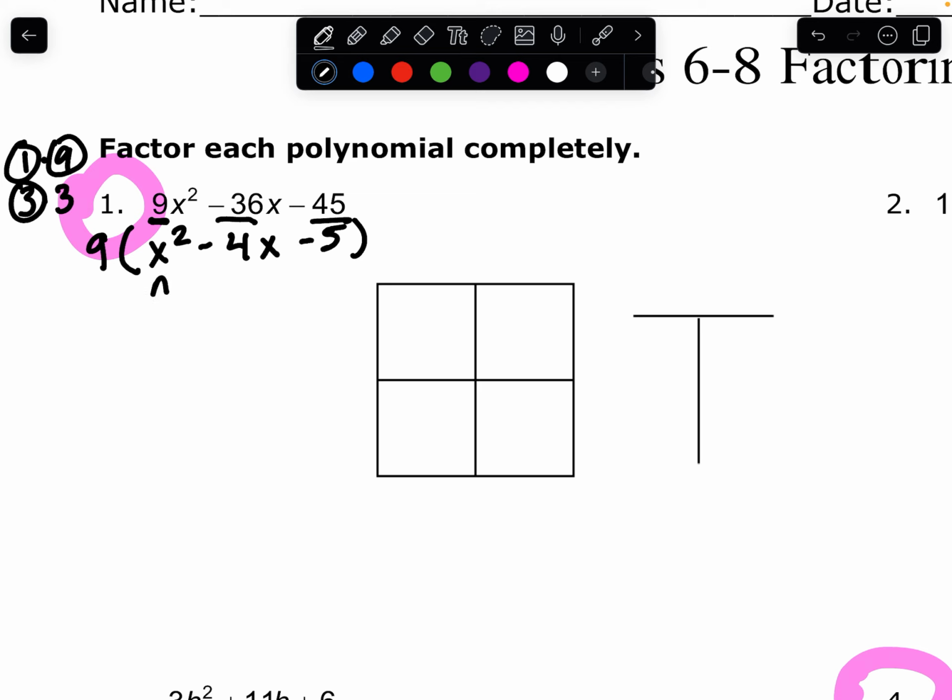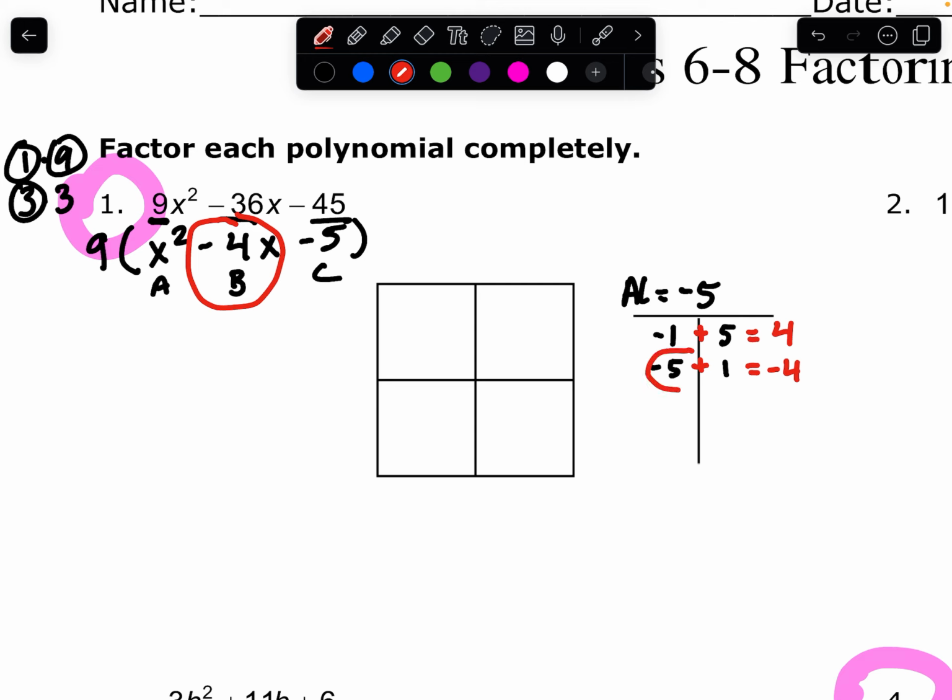Okay, again, then I go ahead and I label my A, my B, and my C. And I say A times C is going to be negative 5 over here. And then I think about the factors of 5: negative 1 and 5, negative 5 and 1 if you need to write that out. You're looking for them to add to negative 4, right? For my B, if I add them, negative 1 plus 5 is 4. Negative 5 plus 1 is negative 4.